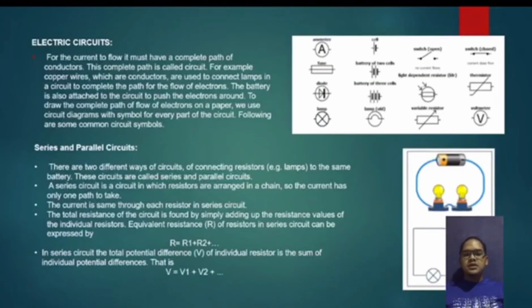The series and parallel circuit. There are two different ways of connecting resistors to the same battery. These circuits are called series and parallel circuit. A series circuit is a circuit in which resistors are arranged in a chain, so the current has only one path to take, and the current is the same through each resistor in a series circuit. The total resistance of the circuit is found by simple addition.